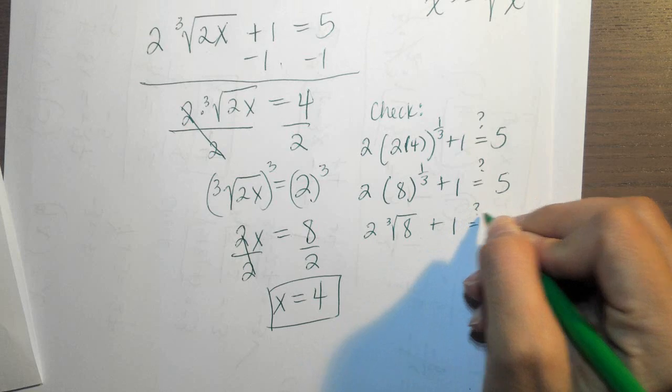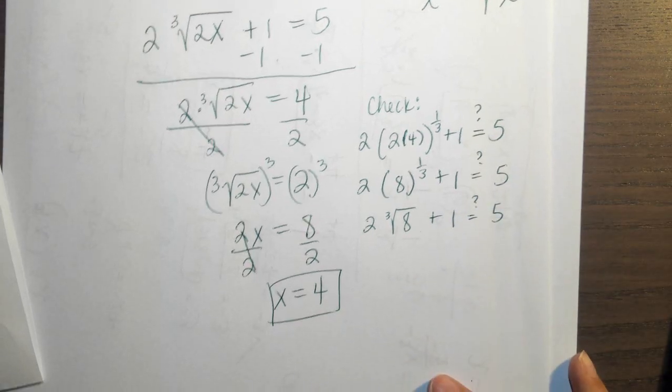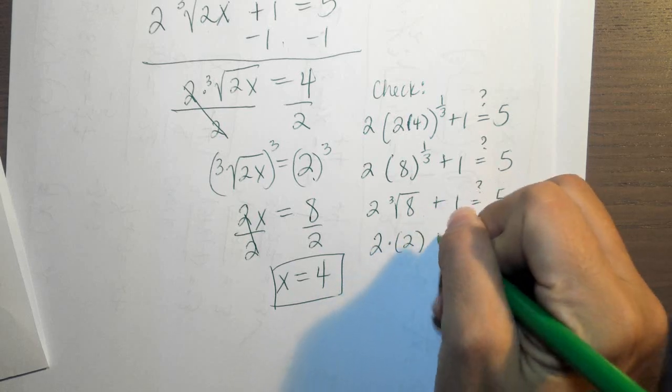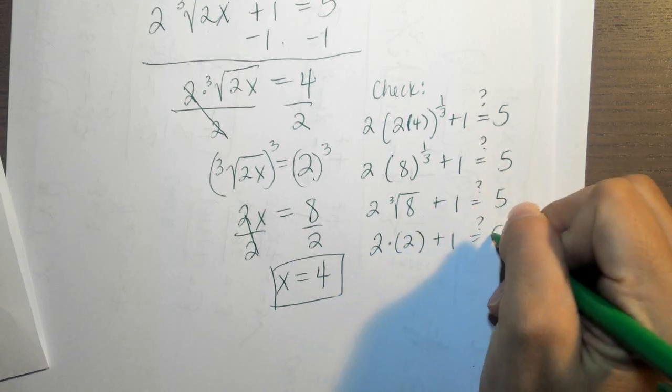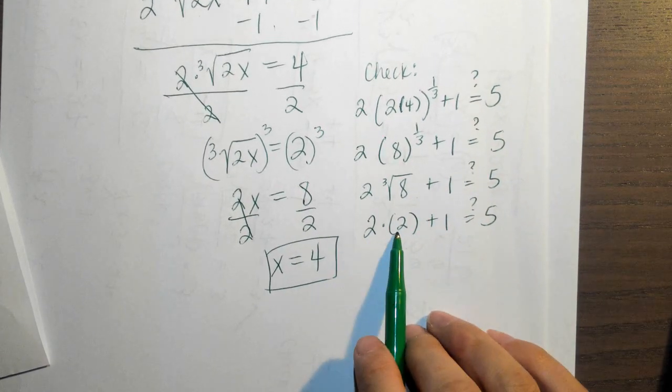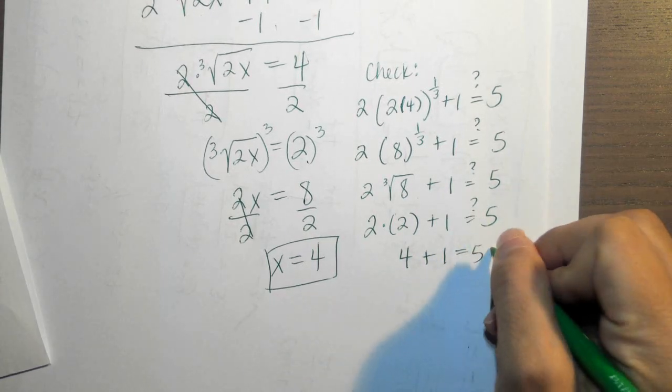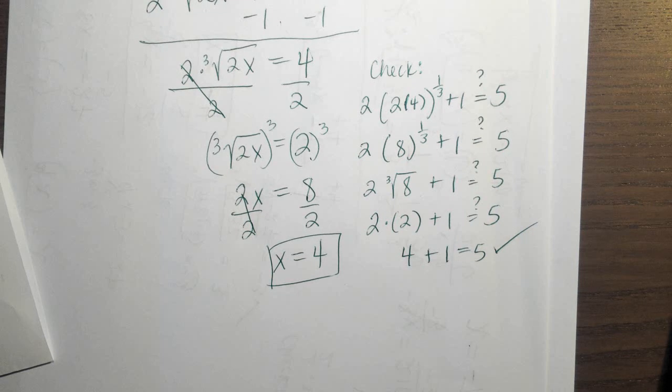Now what is the cube root of 8? What times what gives me 8? That is 2. Still checking if it gives me 5. 2 times 2 is 4. And does 4 plus 1 give us 5? Yes. So we did the problem correctly.